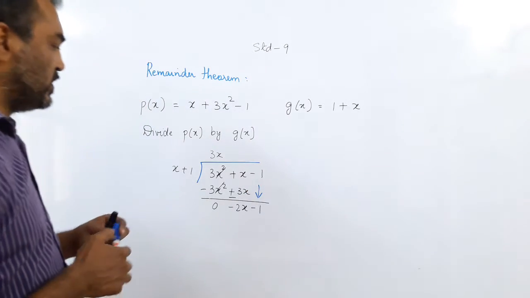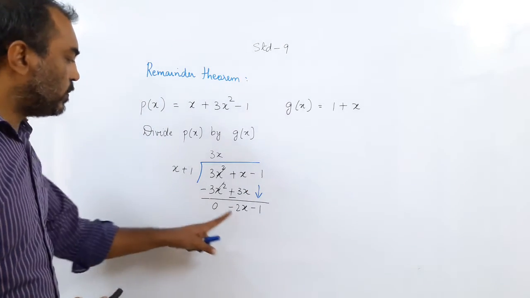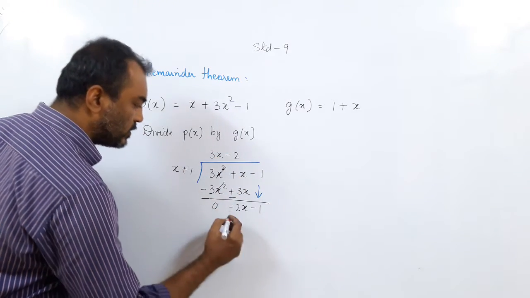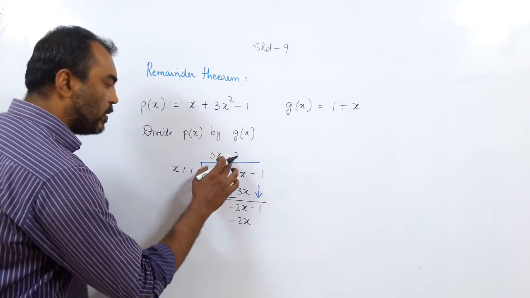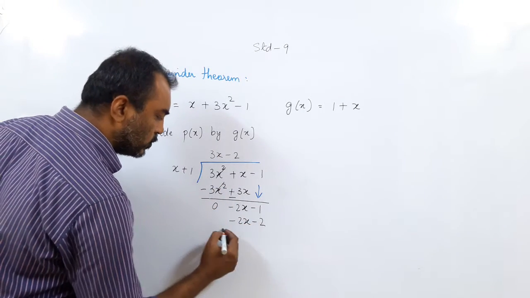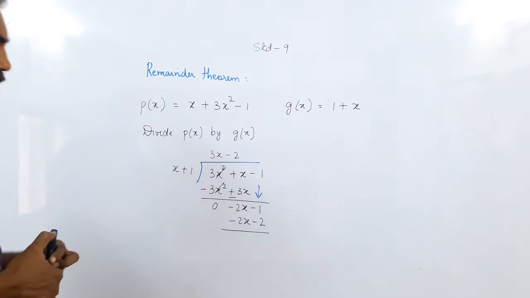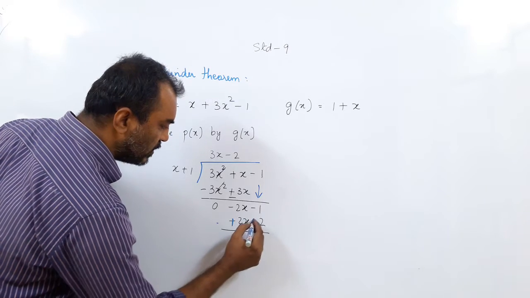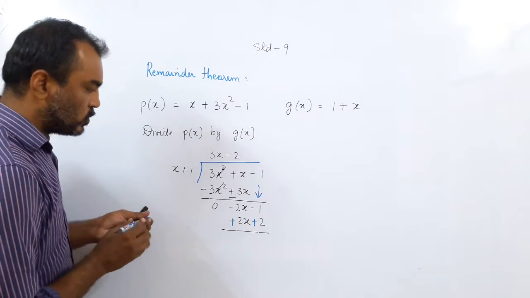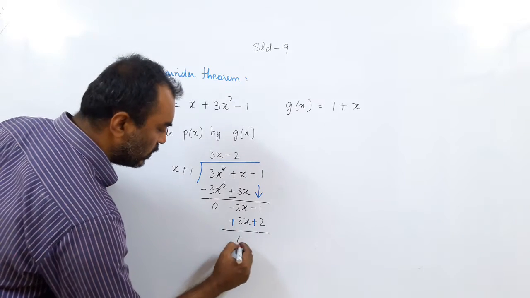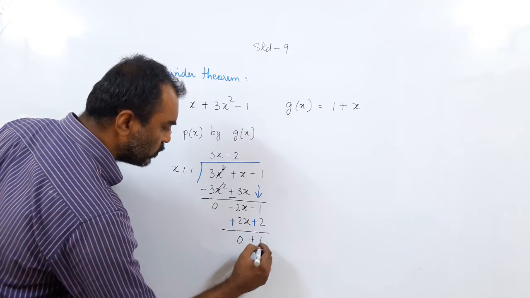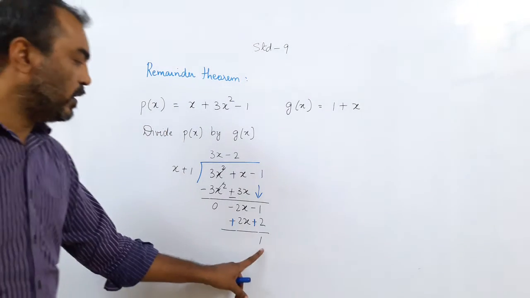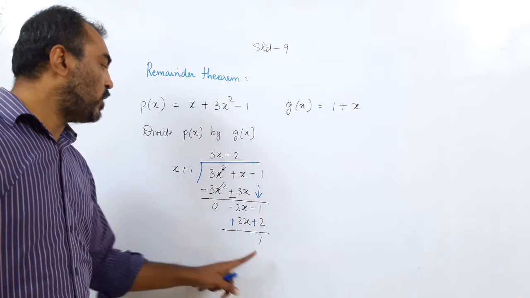Now comes the next step of division. How does x become minus 2x? So I multiply with minus 2. So minus 2 into x is minus 2x, and minus 2 into 1 is minus 2. Okay? To subtract, I have to change the signs. So minus minus will become plus, and this also becomes plus. So minus 2x plus 2x becomes 0, and minus 1 plus 2 becomes plus 1. So what is the remainder here? The remainder is 1.